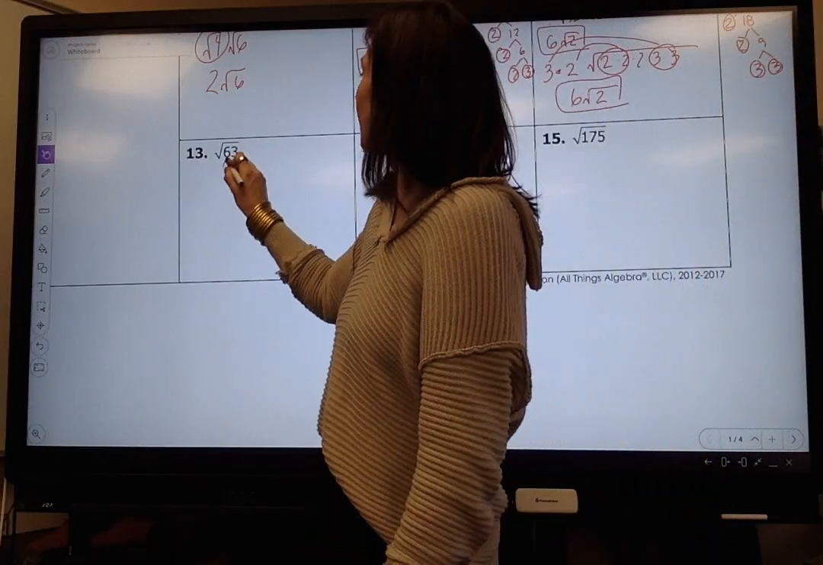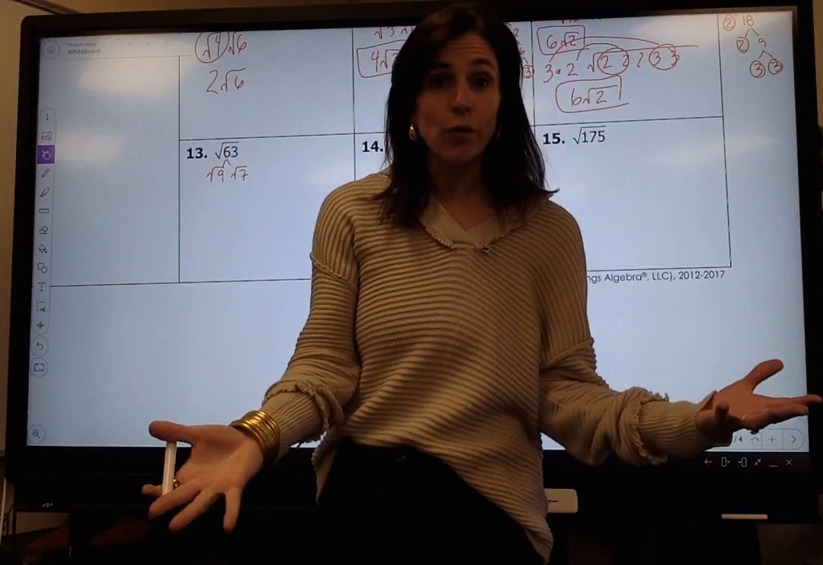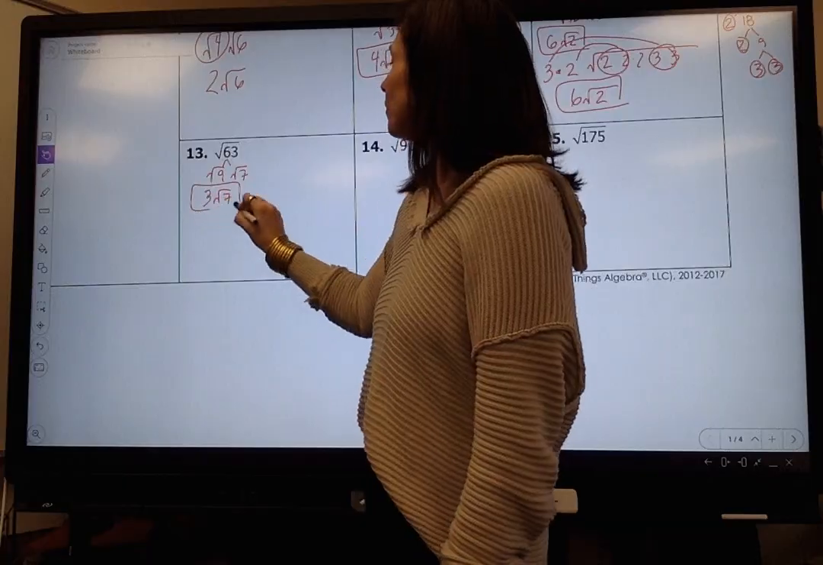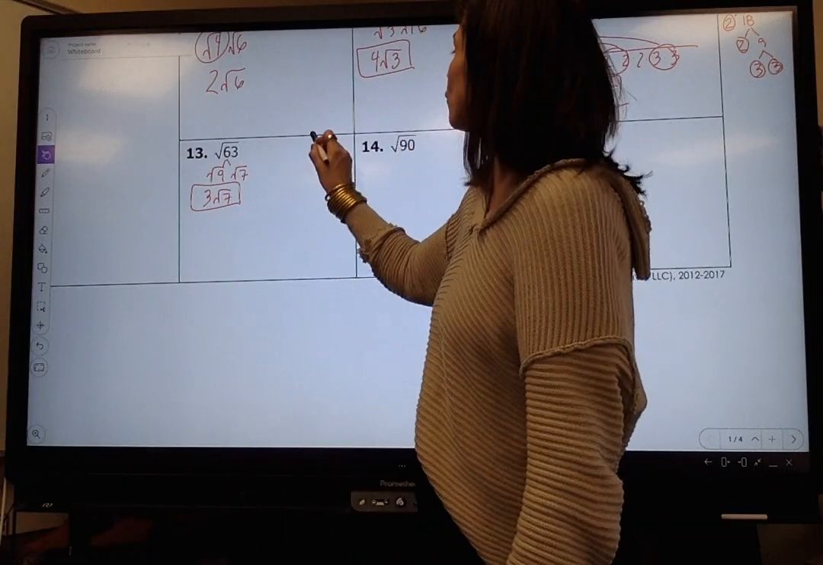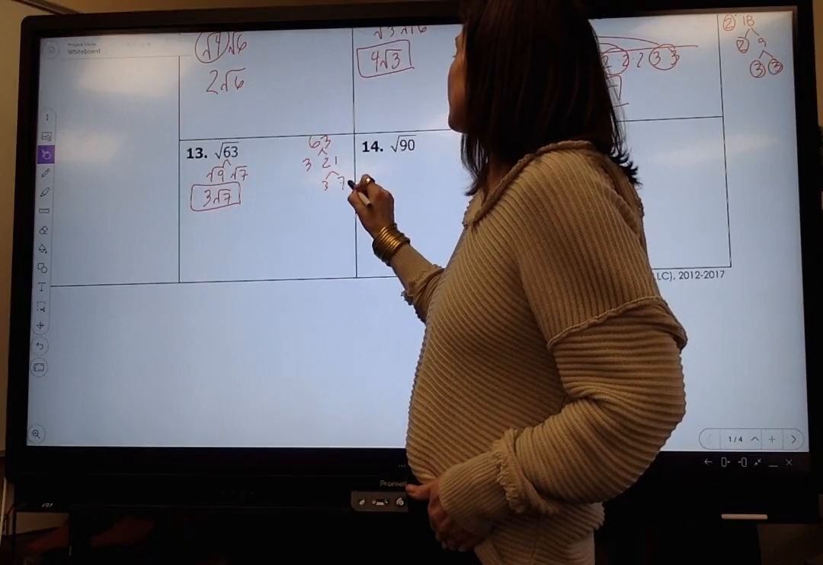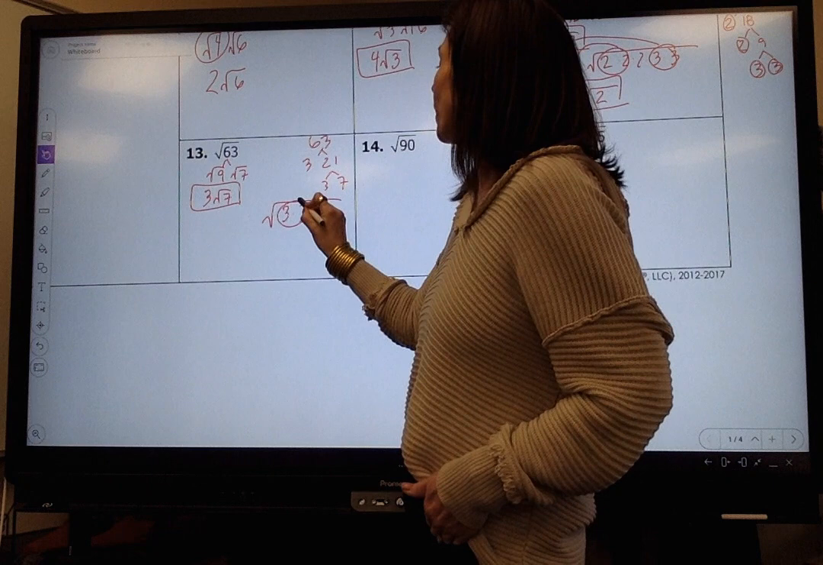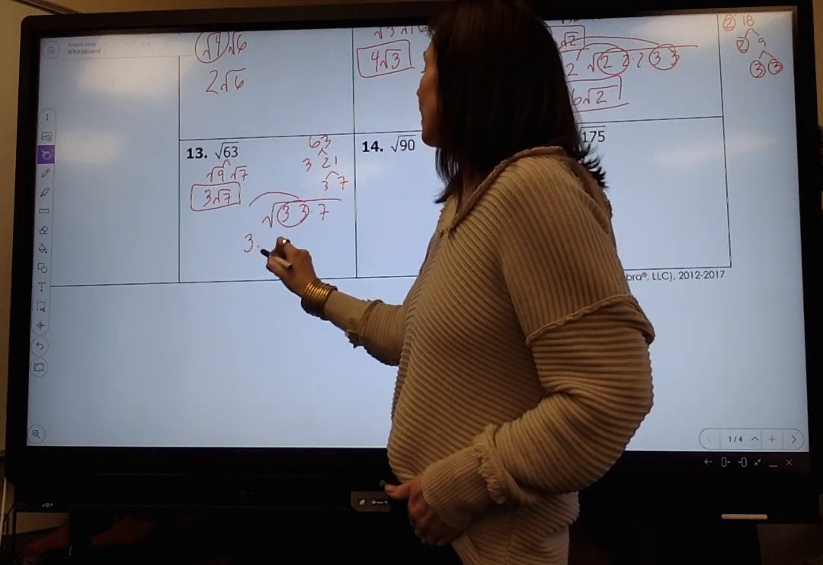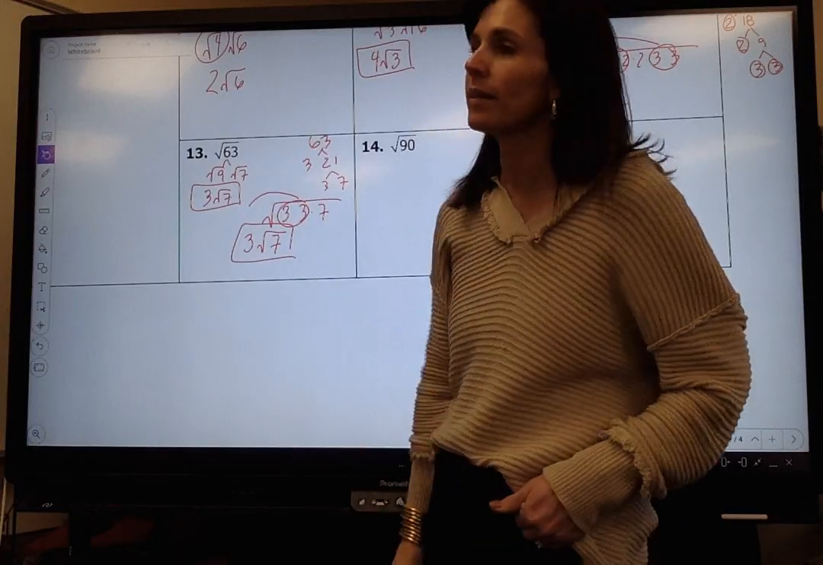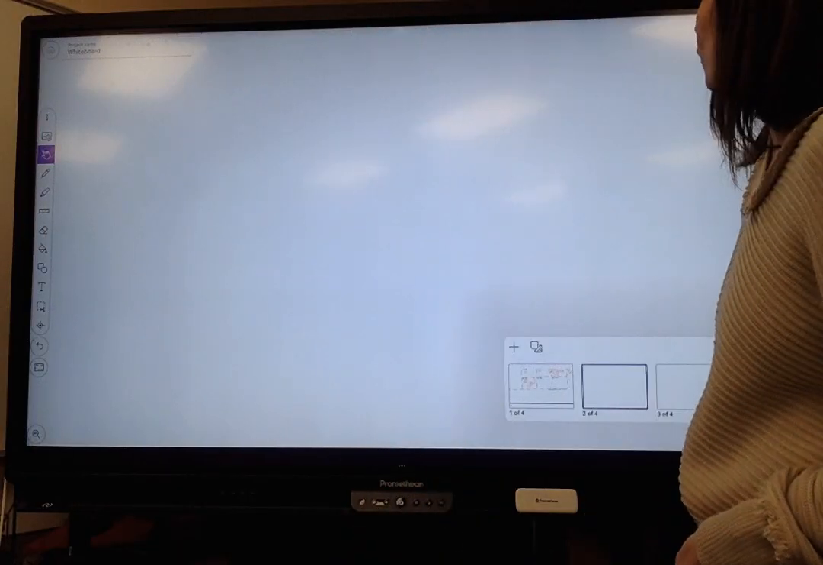If you can recognize that the square root of 9 and the square root of 7 is 63, go for it. And then you would get 3 square root of 7. If you can't, look at your factor tree. We get 3 and 21, 3 and 7. So underneath that radical, I have a pair of 3's that go out, and then I have square root of 7 left over. So I'm going to get the same answer. All right, let's jump to some bigger ones here.